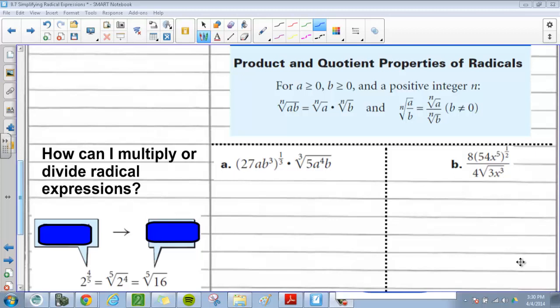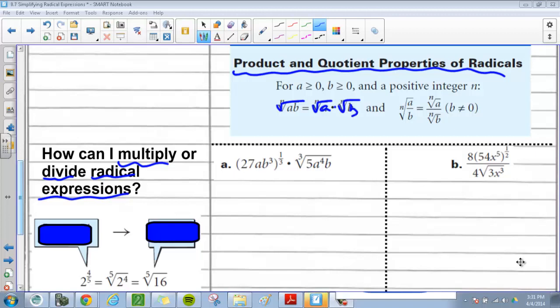Okay, now we're going to talk about how to multiply and divide radical expressions, okay? And I've got to talk to you about a special property before we go into this, and this is pretty much what the property is stating. If you have the square root of a times b, well, you can break that apart, and you can have that be the square root of a times the square root of b. I kind of did that in the last problem.